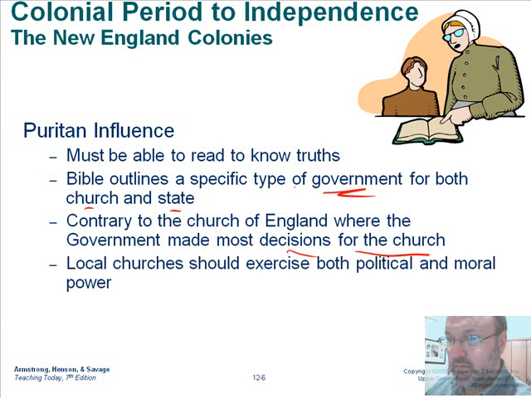Local churches exercised both political and moral power. That was from the Church of England, that the church had political and moral power, and that wasn't well received. And that's where local control evolved from this, that there would be local school boards, so that the local people could run that instead of the states.